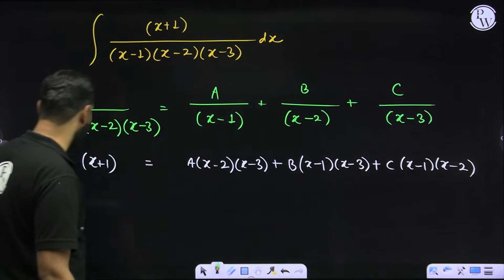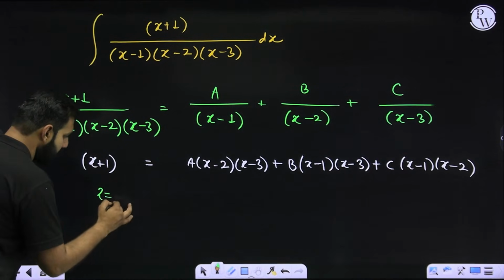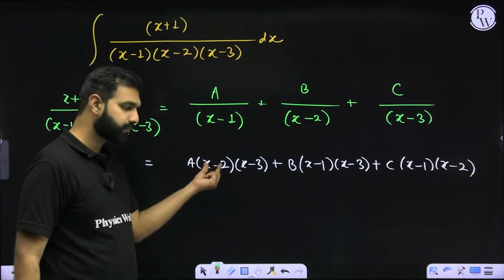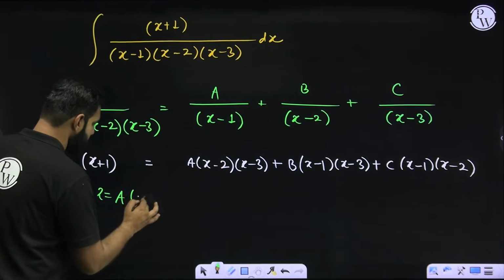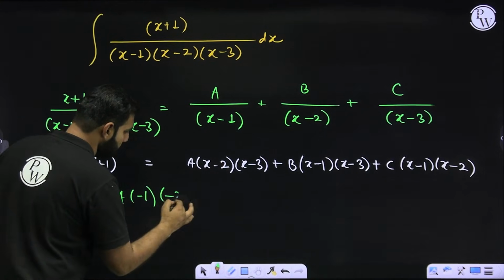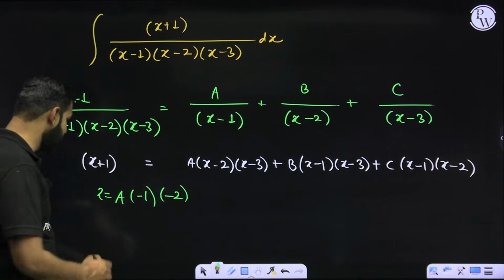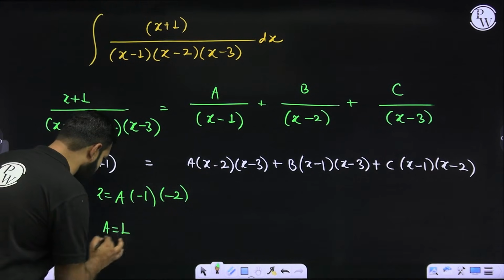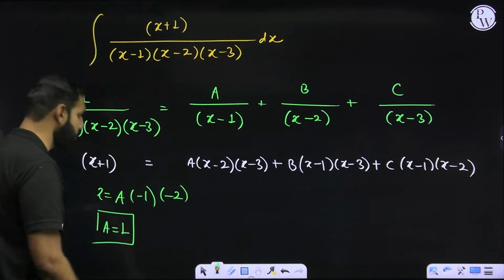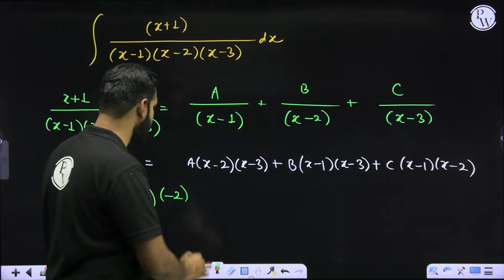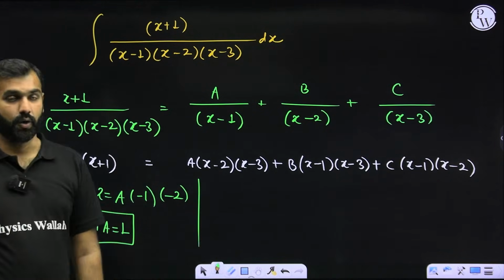When you replace x by 1, 1 plus 1 becomes 2, and there you're left with a times 1 minus 2, which is minus 1, 1 minus 3, which is minus 2. Minus 2 minus 1, 2, 2, 2, that's 1. So a we receive as 1. So we have gotten the value of a, which is 1. Any confusions on that? Now, how do I find b?